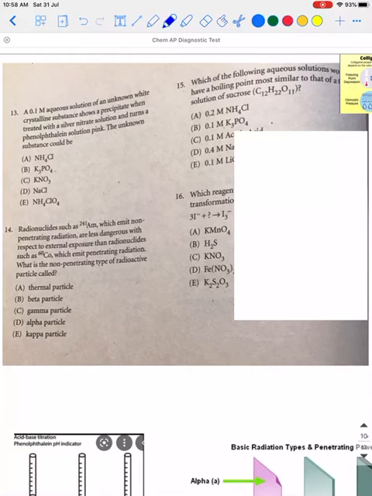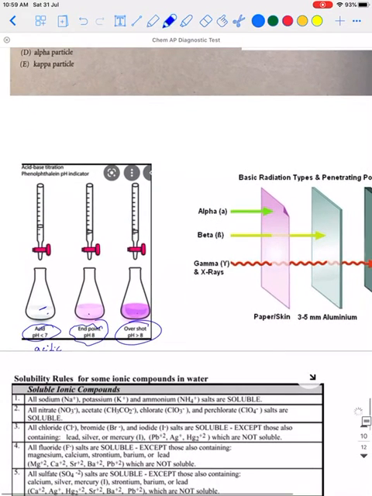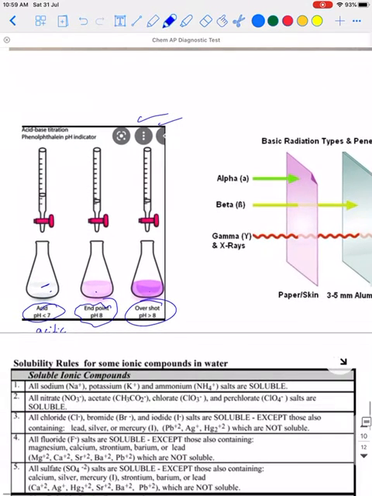A 0.1 aqueous solution of an unknown white crystalline substance shows a precipitate when treated with silver nitrate and turns phenolphthalein pink. Phenolphthalein is an indicator, as you know, and this indicator is colorless in acidic medium while it is pink in basic medium, as you can see here in this figure. At pH less than 7, the indicator in the conical flask is colorless. At the end point it turns pink.